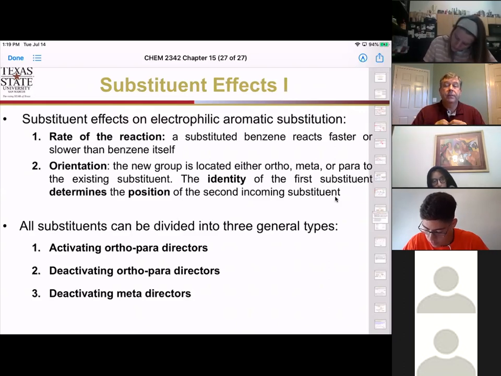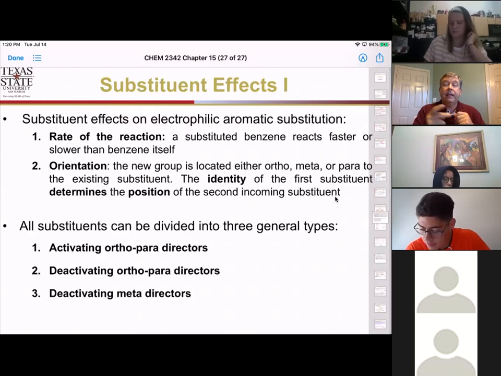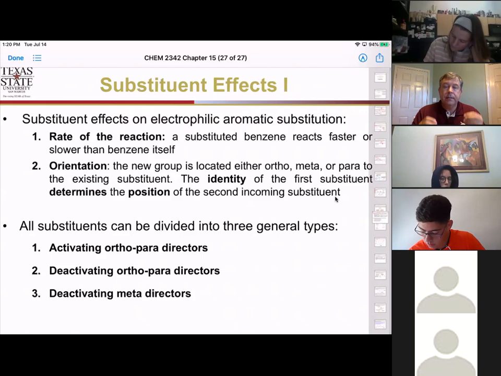So all of the substituents can be divided into 3 general types, okay? Activating ortho-para directors. When you're thinking activating ortho-para directors, think of something that has both resonance and inductive electron donating, okay? The second type is a deactivating ortho-para director. In that, you have an inductive withdrawal, but a resonance donator, and we'll look at that. And then the last one is deactivating meta directors. That's anything that has an inductive and/or resonance electron withdrawing effect.